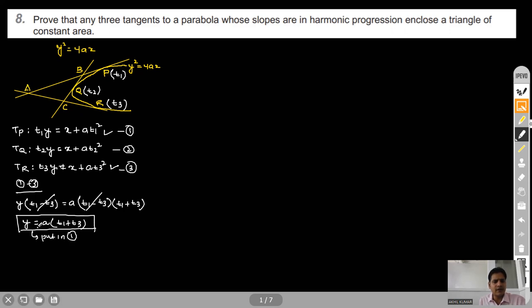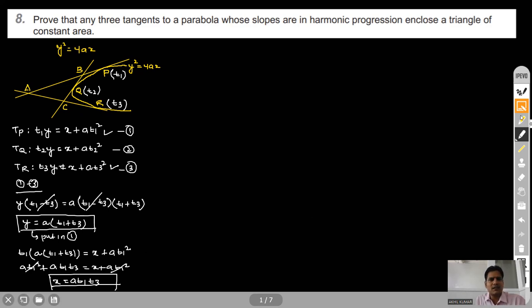We will put the equation value of this y in equation 1. We will have T1 into y, means A into T1 plus T3, right? A into T1 plus T3 is equal to this X plus AT1 square. Now from here, if you see, AT1 square plus AT1 T3 is equal to X plus AT1 square. This X, AT1 square and AT1 square will get cancelled out, and our X coordinate of A will be A into T1 into T3.